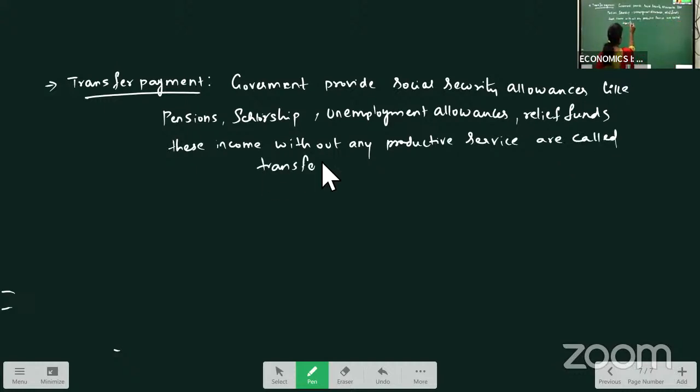So what are transfer payments? When government is providing certain allowances in the society without doing any productive activity, when government is giving certain allowances for social security reasons, those allowances are called transfer payments. Okay.